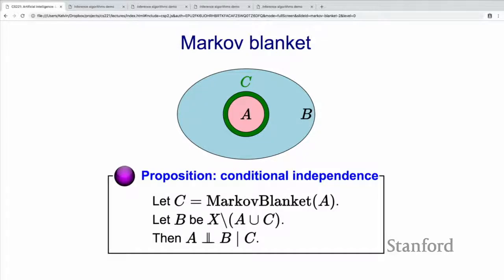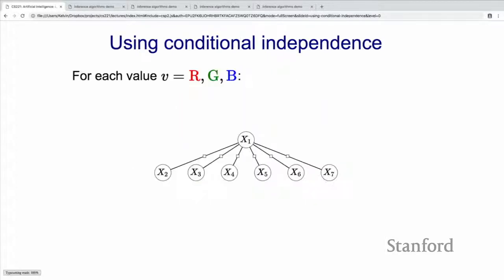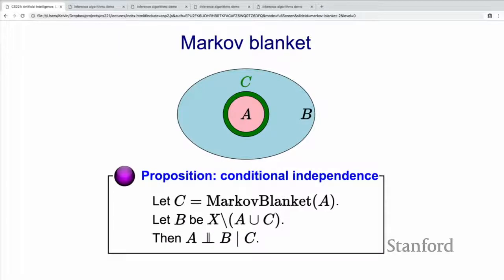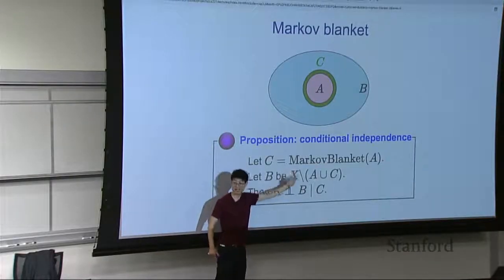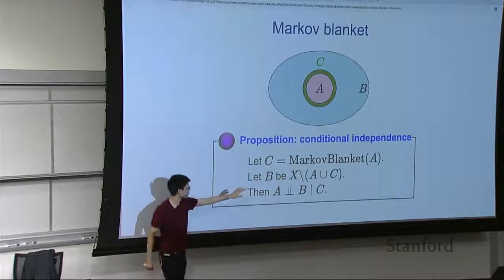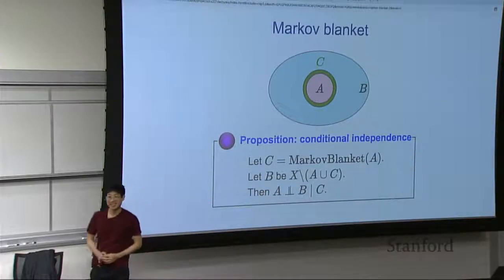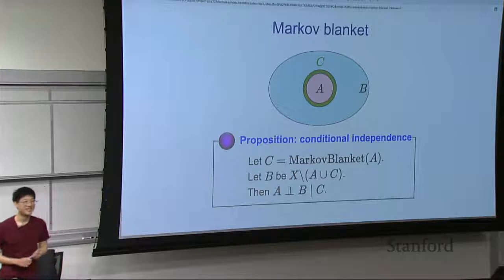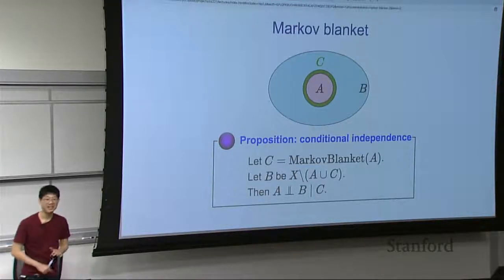Any questions about that definition? Okay, cool. Oh, yeah. What does it mean by that X backslash A union C? Oh, yeah, okay. In set notation, this backslash is the removal operator. Gotcha, thank you. Yeah, so I'm removing A union C from X. Okay, other questions? I'm glad that you asked that. All right, cool.